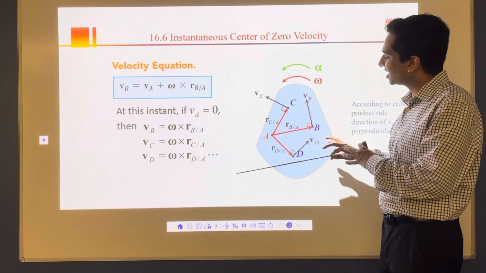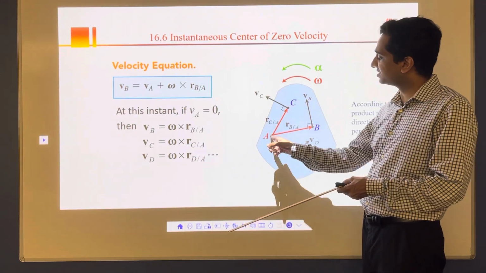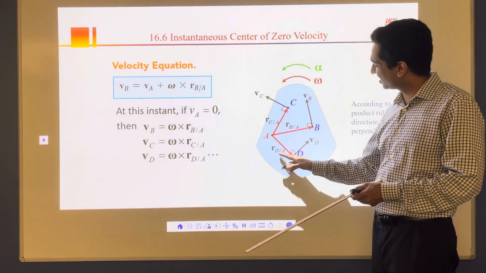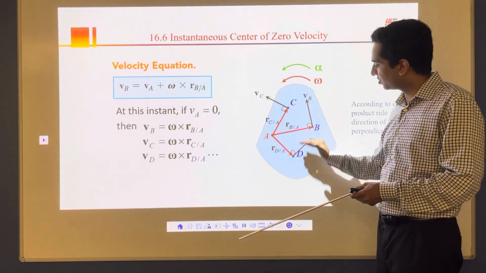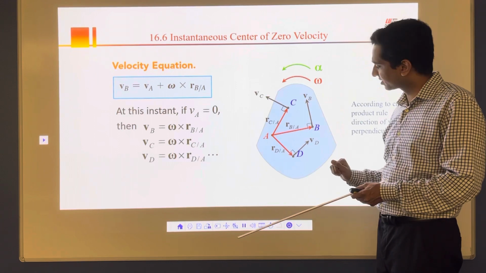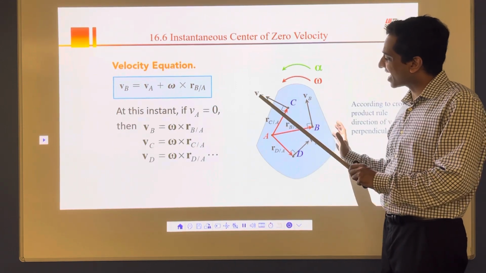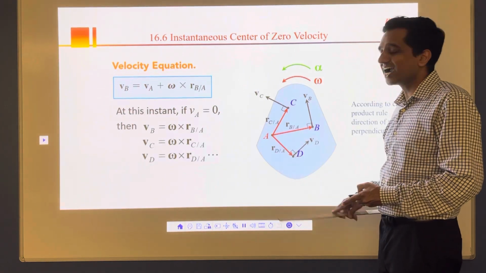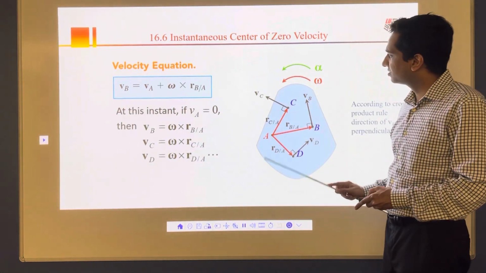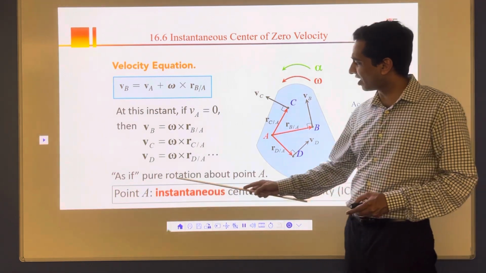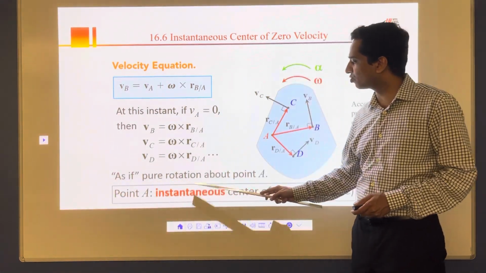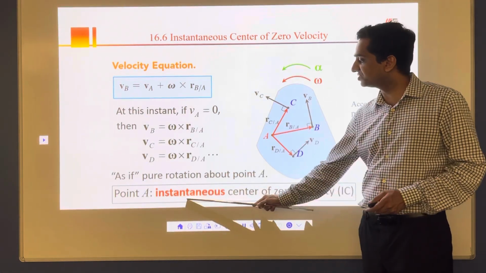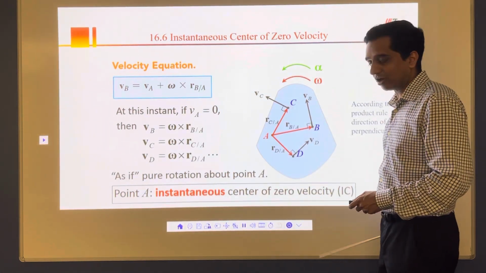So if I look collectively at this diagram, what I see is that this is a 0 and I have VC, VD, all these points here. It doesn't matter where the point is in the diagram or on the object. What I see is that it is as if this entire body at that instant is rotating about point A, and that's what is important here. So I look at it as a pure rotation about point A, and that's why we call that point A the instantaneous center of zero velocity.